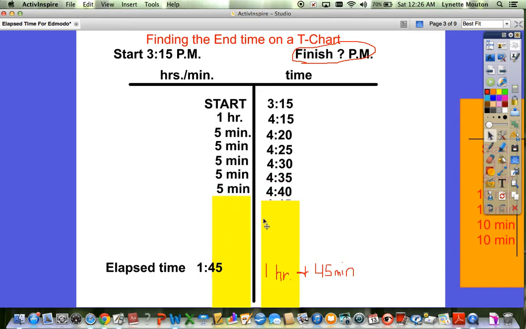5 minutes more, 4:40. 5 minutes more, 4:45. 5 minutes more will take us to 4:50. Again, always keeping in mind we only want 45 minutes to pass, so go back and check again. 5, 10, 15, 20, 25, 30, 35. So we have to keep on going. 5 minutes more will put us at 4:55, and our last 5 minutes will put us at 5 o'clock, which is now going to be our end time or finish.